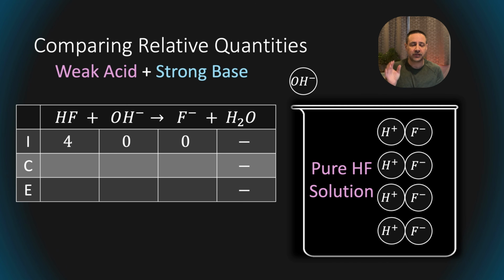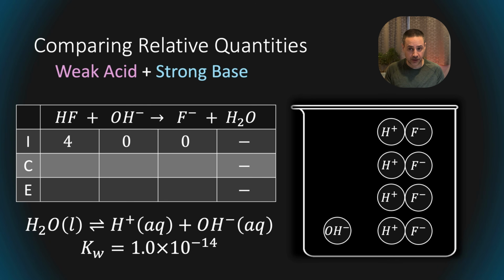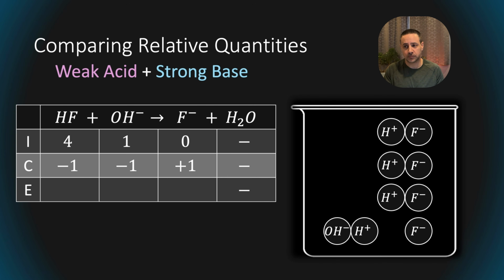In my solution, I've got pure HF. Notice that all of these are intact because HF is a weak acid. When I take that hydroxide ion and I throw it into solution, its attraction to this hydrogen ion, remember, is based upon Kw. Very small value, hydrogen and hydroxide, they like to stick, and they form water. In the ice table, we took out one HF and one OH-. This is a limiting reactant problem, and it's leaving me with one F- in solution and 3 representations of HF.